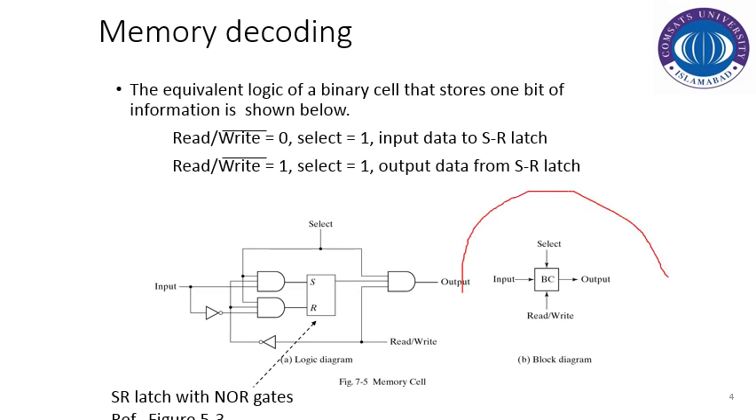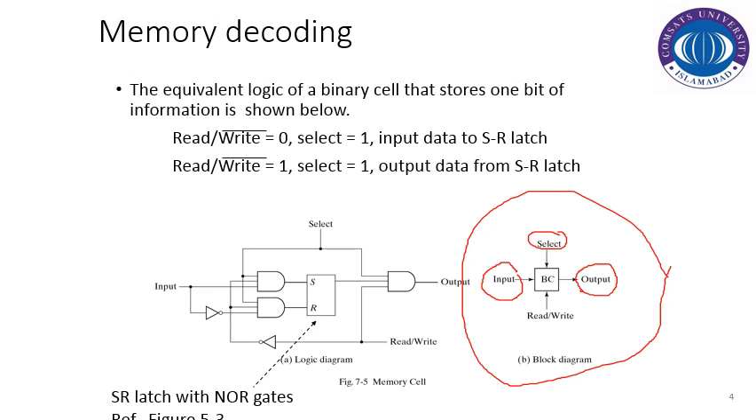So this is our basic cell, which has four specific interfaces. The select input is used to select that particular basic cell for a read or write operation. The input is used to write some data into the basic cell, and the output line is used when we are performing the memory read operation. The data stored in the basic cell is transferred to the output line, and that is further routed to the processor through the data lines.